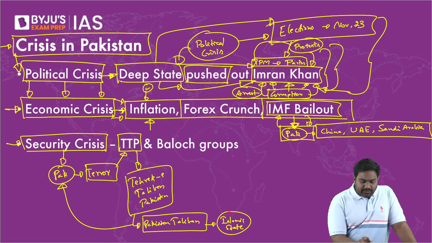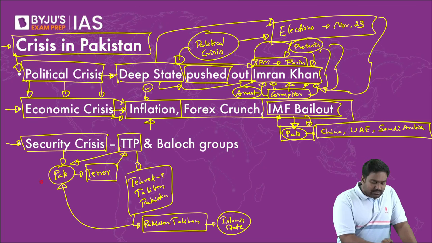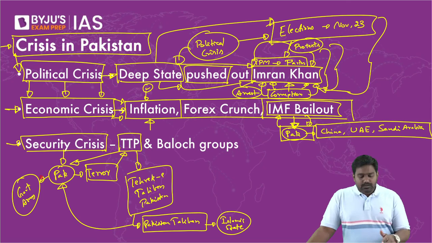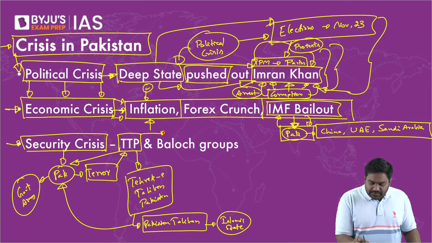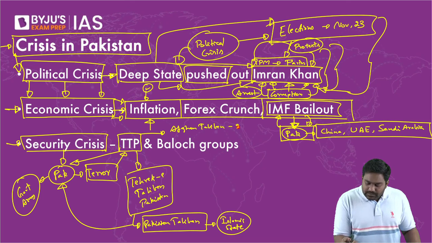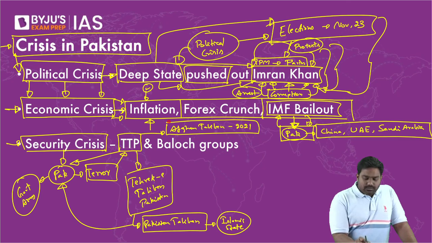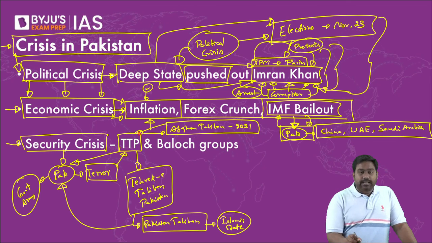So TTP has been repeatedly carrying out attacks against the Pakistani government and the Pakistani army. All right, in the last 15 to 18 years, TTP has been a major security threat for Pakistan. Recently, when the Afghan Taliban came to power in 2021, it had mediated a deal. It had worked out a deal, as it has ties with TTP and as it has very good ties with Pakistan, to ensure TTP does not attack Pakistan.